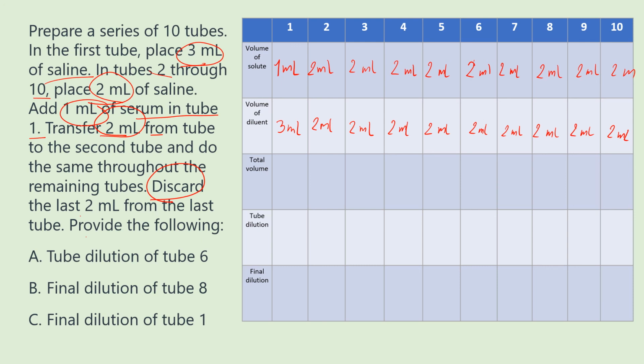So let us determine first the total volume of each tube. You have 4 ml. They have the same total volume. All tubes have 4 ml as the volume of their solutions. Now, determine the tube dilution. So you have here 1 over 4 for the first tube. And then the final dilution is also the same, so that is 1 over 4. For the remaining tubes, you have 2 over 4, which can be reduced to 1 over 2. So the rest have 1 over 2.